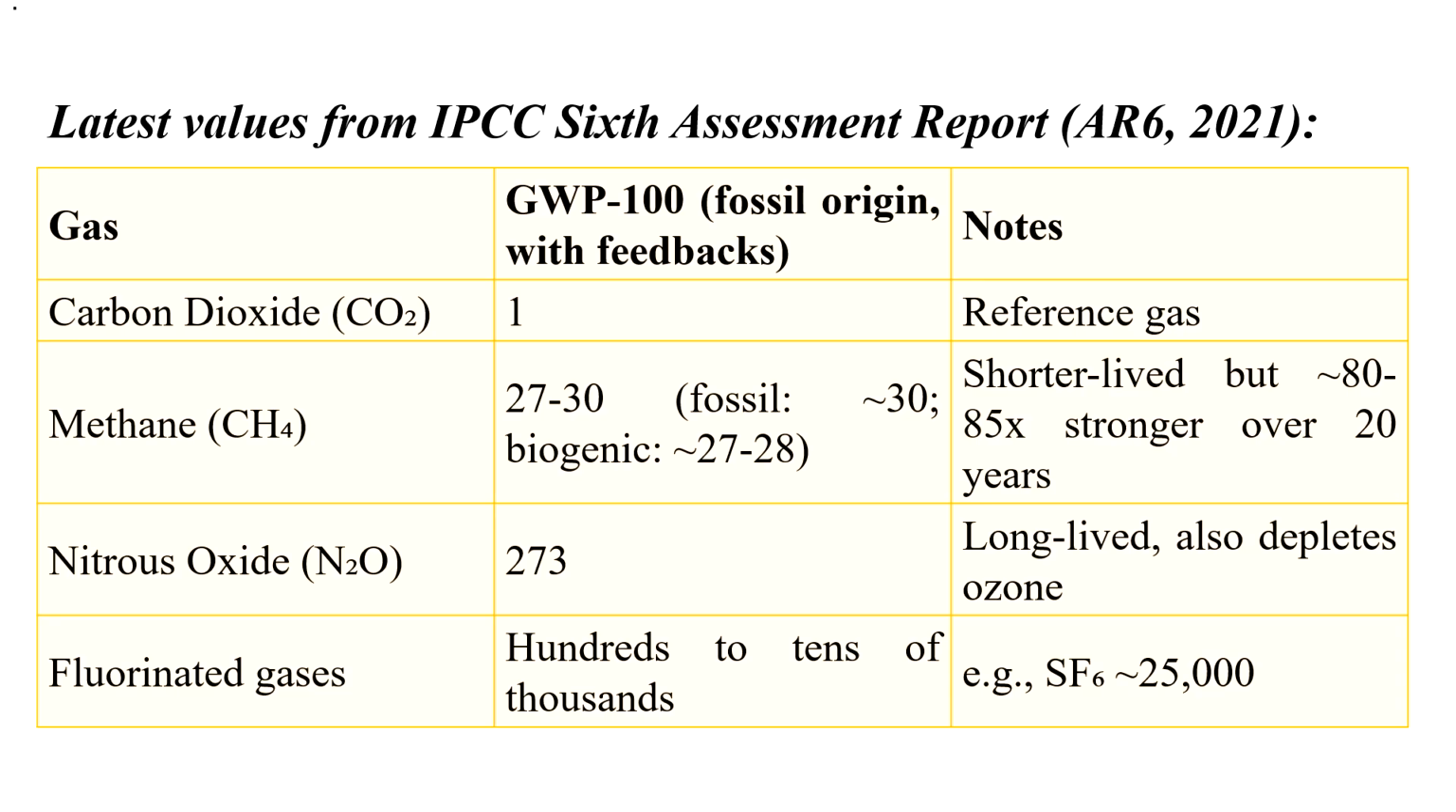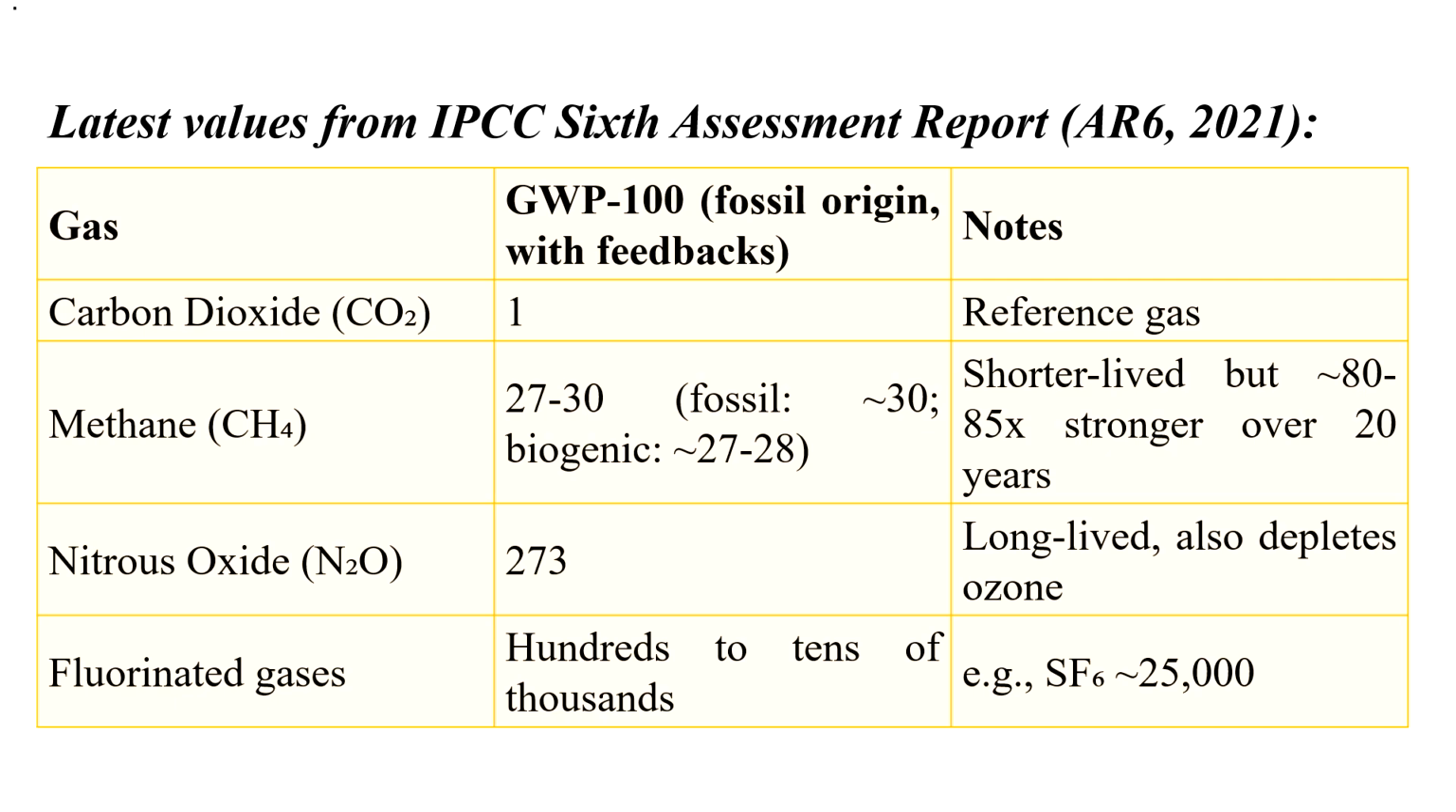This is the latest value from the IPCC Sixth Assessment Report, which is why it is written AR6, 2021. Carbon dioxide has been taken as the reference gas, so its global warming potential over 100 years is 1. We are using 1.